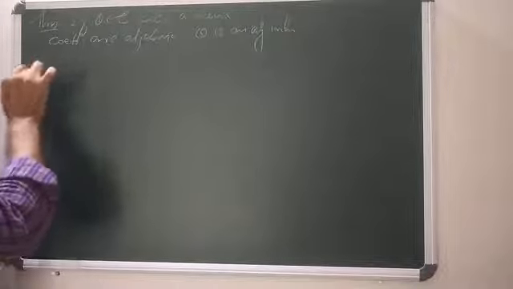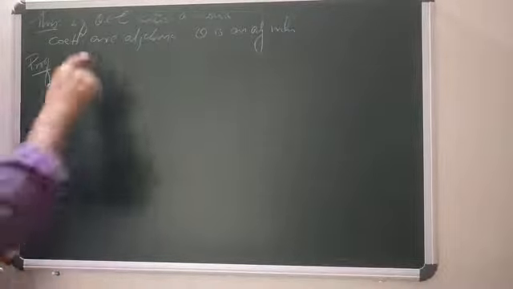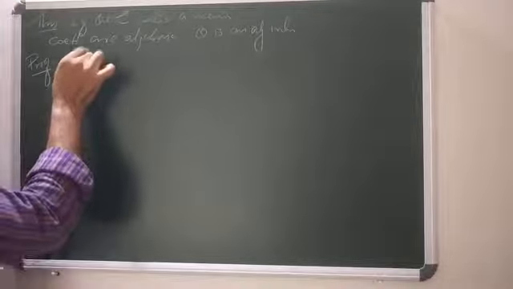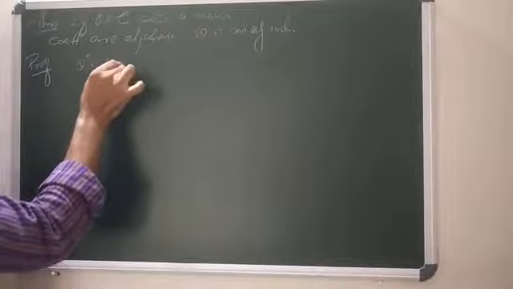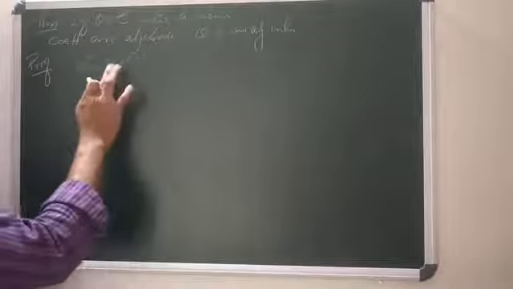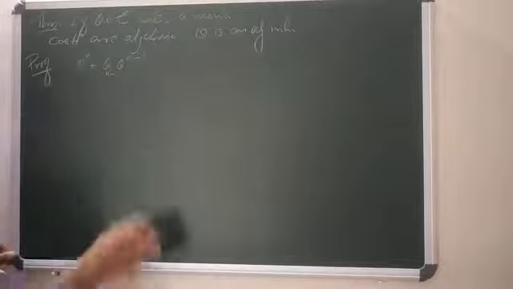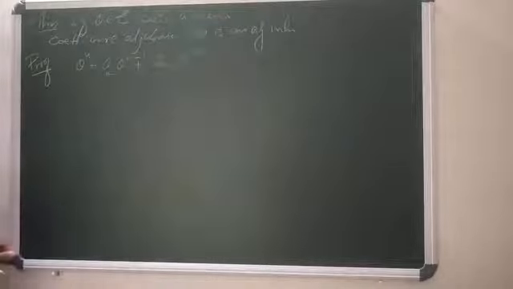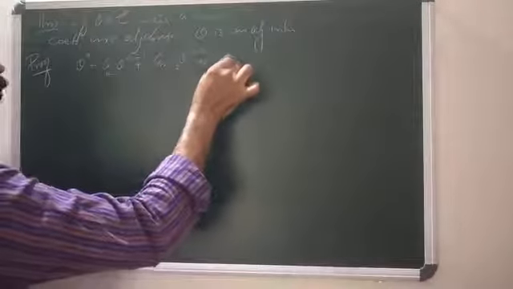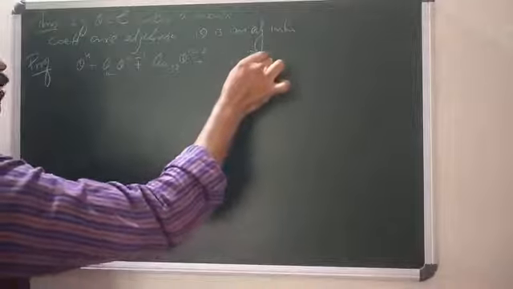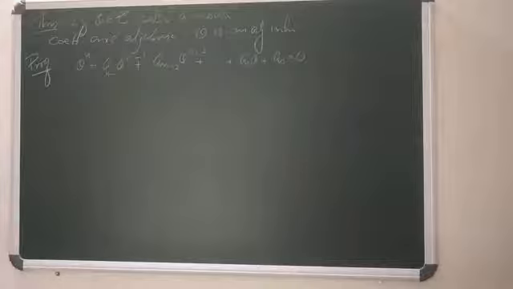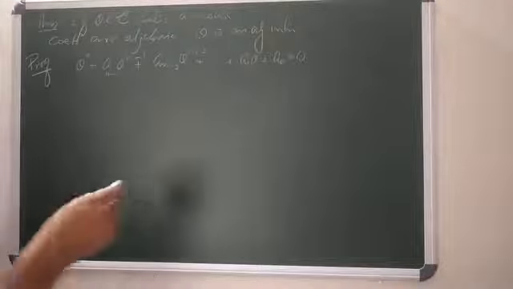Come to the proof. Since theta satisfies a monic polynomial equation, that is theta to the power n plus a(n-1) theta to the power n minus 1 plus a(n-2) theta to the power n minus 2 plus etc. plus a1 theta plus a0 equals 0. So this is the monic polynomial equation which is satisfied by theta, where each ai is, what is ai?